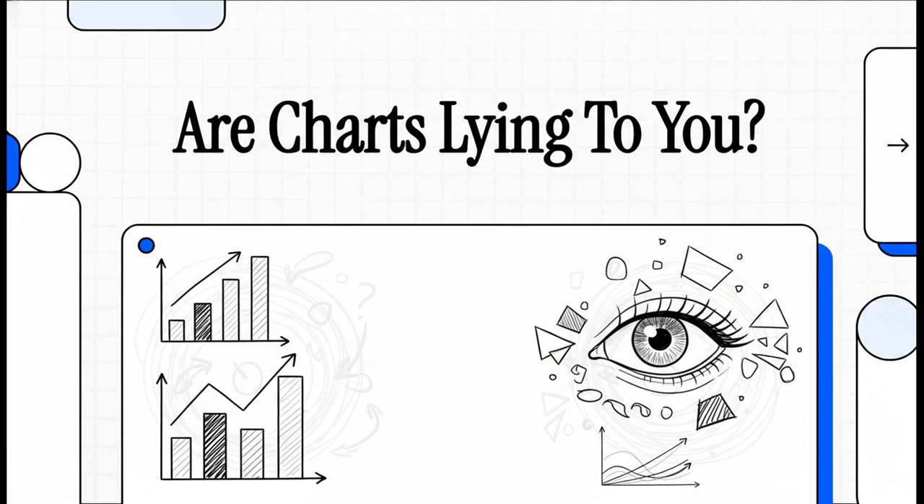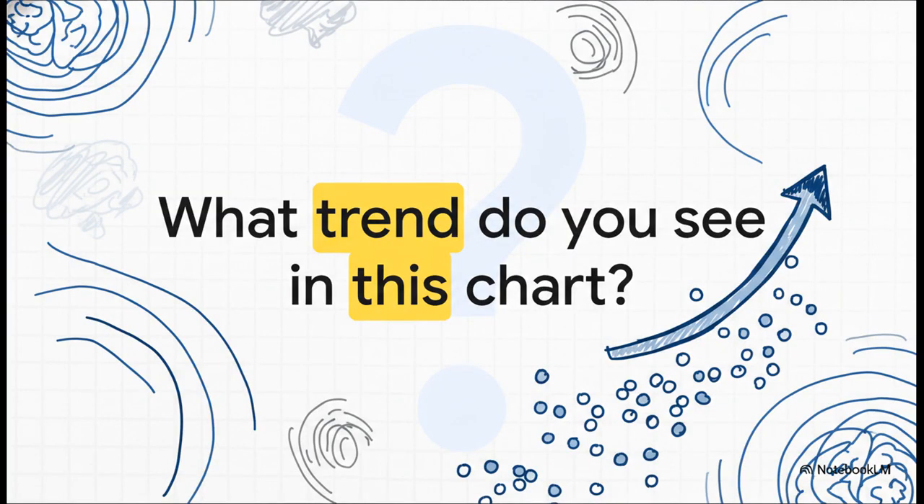Let's actually put your perception to the test right now. Okay, take a quick look here. It's just a simple scatter plot. Do you see a relationship between these dots? Do they seem to be trending upwards? Don't overthink it. Just go with your initial gut feeling. You got it? Okay, hold on to that thought.